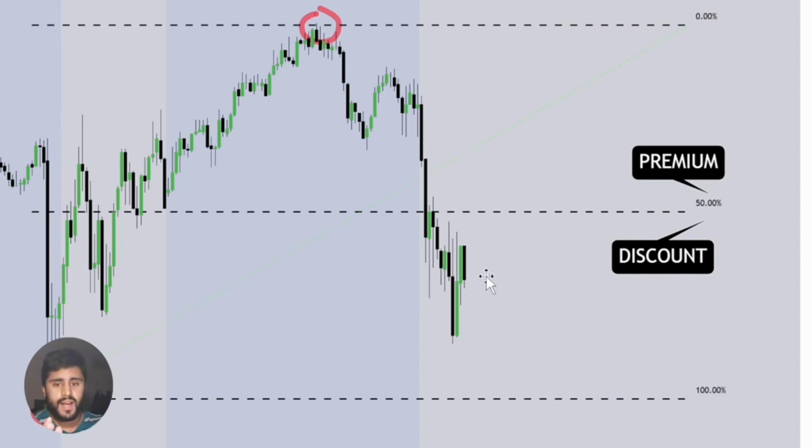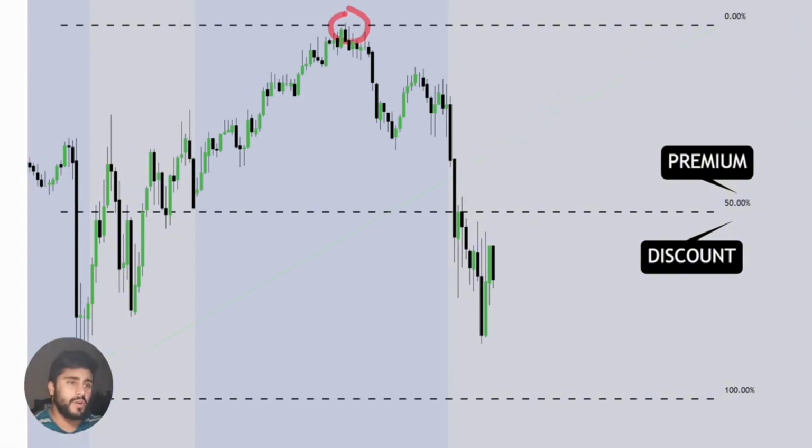What I want traders to understand is that there are four basic pillars that I use in my trading. I start with market structure, I use my dealing ranges, I understand premium and discount, and then I use my fair value gaps. Here we can see structure low and structure high. This is our market structure. This is what we use to determine the overall direction of the market.